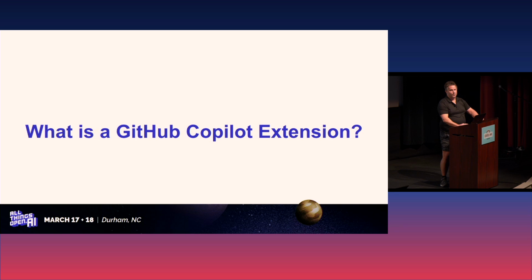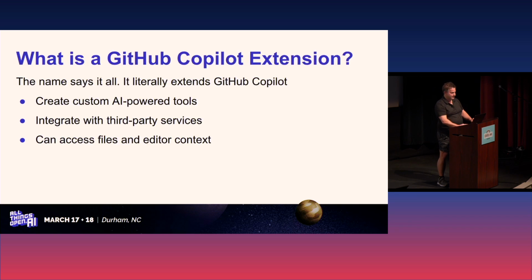So what is a Copilot extension? The name says it all. It literally extends GitHub Copilot. So you can basically create custom AI-powered tools, integrate with third-party services or your own services. You can access files in the editor context. So if you have a file open in VS Code, for example, you can access that as well in terms of the context.